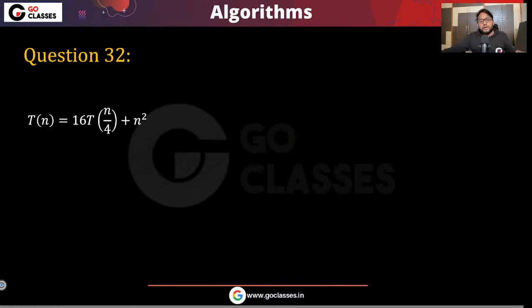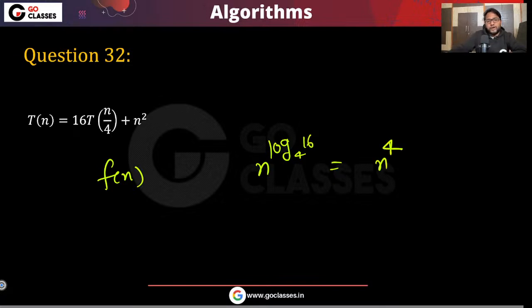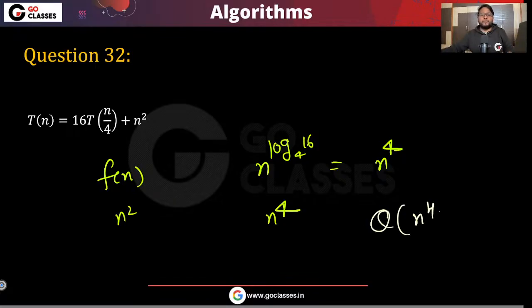Okay. Now you tell me this. I'm not going to solve this. This is f(n). This is n power log base b a. What is log base b a? It is basically 4, and then this is 16, which is n to the power 4. So f(n) is n squared, and this is n to the power 4. What is the answer? Obviously n to the power 4, right? Directly.